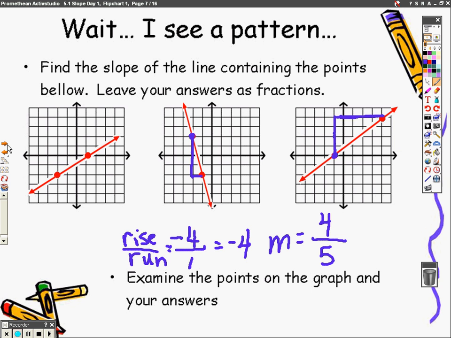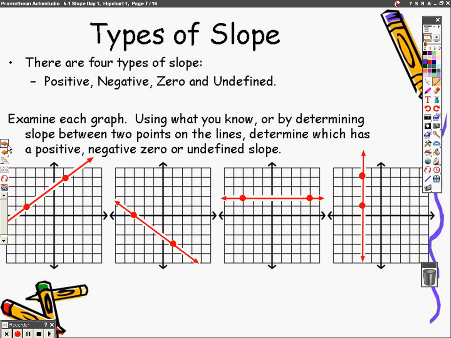The last thing that we need to be able to do is, by looking at a graph, determine what type of slope we have. It's very easy to find out whether you have a positive or negative slope. Again, you would count the rise over the run, and in this case it's 3 over 4, and that's positive, so we have a positive slope. On the second example, we would count the rise over the run, and it is negative 3 over 4, so we have a negative slope.